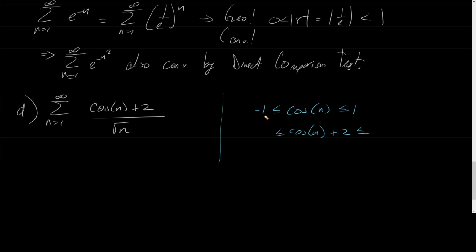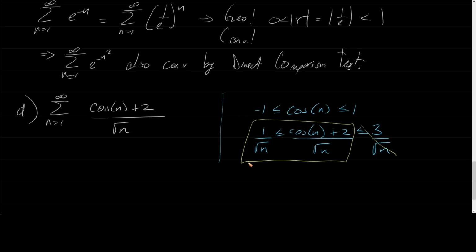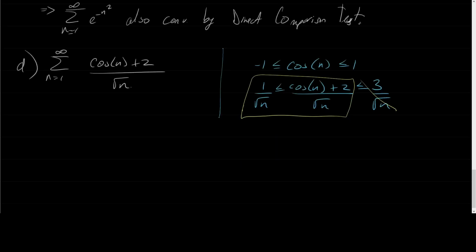So if I add 2 to everything, -1 plus 2 is 1, 1 plus 2 is 3. And then if I divide everything by the square root of n, that's 1 over radical n up to 3 over radical n. I don't really care about the 3 over radical n. What I care about is this comparison. Now we can say that the series of 1 over the square root of n, from n going from 1 to infinity, is less than the series that we care about.